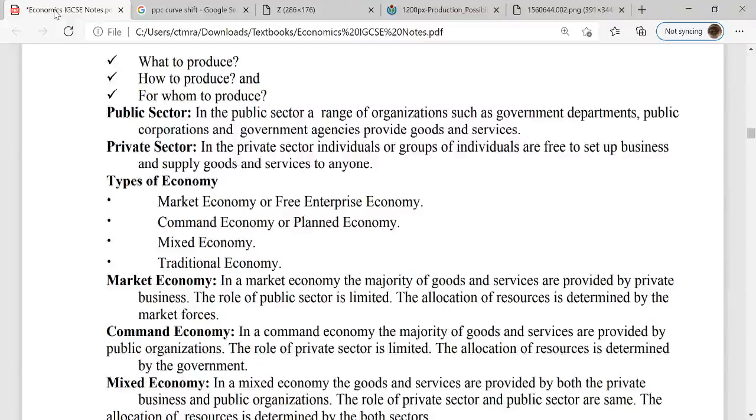So these are two extremes. But nowadays mixed economy is more popular, because both market economy and command economy have suffered problems in solving economic problems, right? So that leads to mixed economy. That means a combination of public sector and private sector.